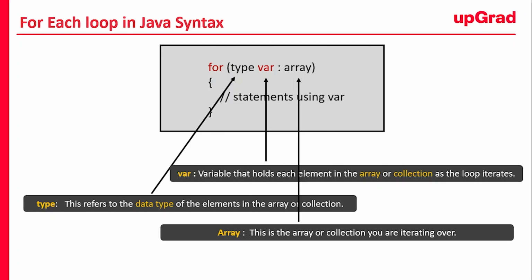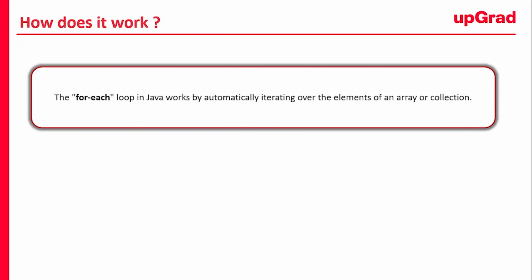So now that we have gone through the syntax, let's explore how it actually works in practice. So how does it work? The for each loop in Java works by automatically iterating over the elements of an array, or you can say the collections, simplifying the process of handling each element without needing to manually manage indexes or worry about the length of the array or collection.